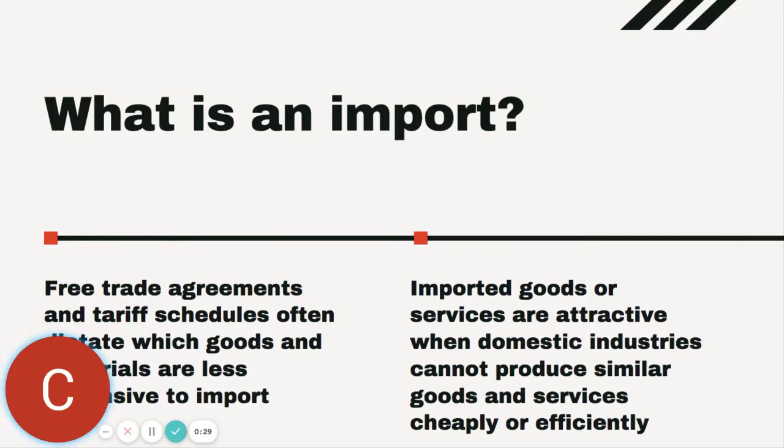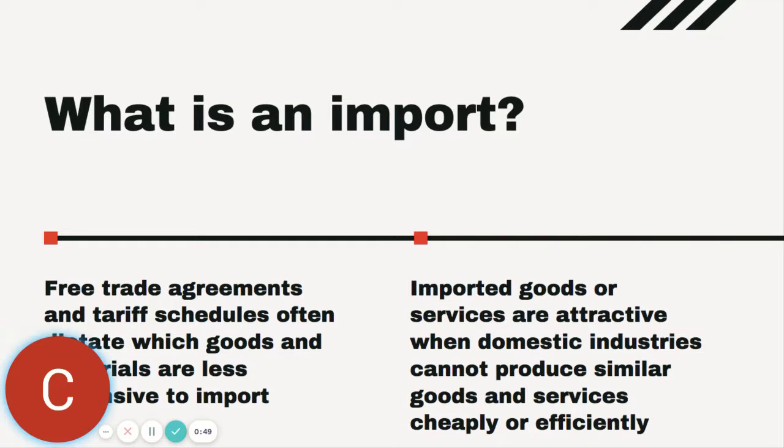First of all, what is an import? The general definition of an import is a good or service bought in one country that was produced in another. Imports and exports are the components of international trade. Free trade agreements and tariff schedules often dictate which goods and materials are less expensive to import.